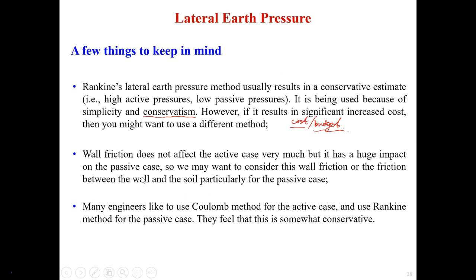The second one: both methods are going to assume a linear failure surface, but what we have observed through experimentation and observation is that the actual failure surface has a little curvy portion at the bottom. But for the rest of the way, it's pretty linear, just like what both theories would predict. So the final conclusion is that for the active case, the assumption of no friction between the wall and the soil isn't really a bad assumption. So we don't lose too much from that.